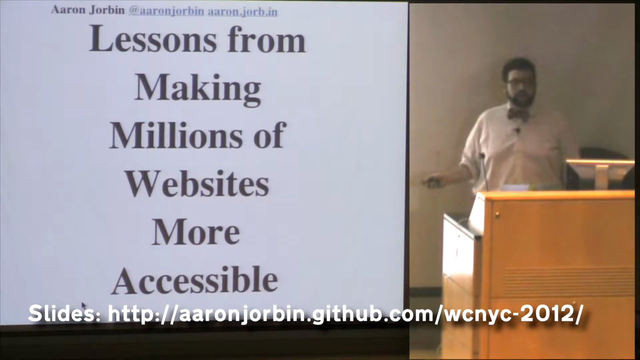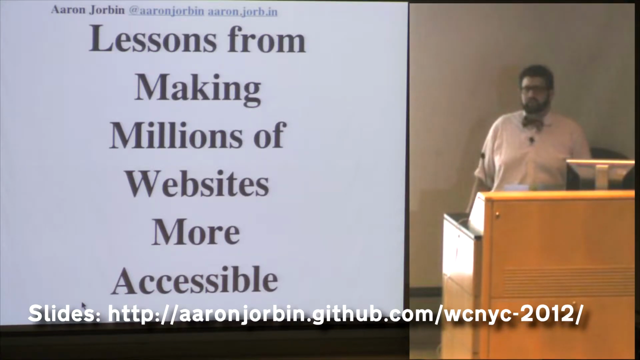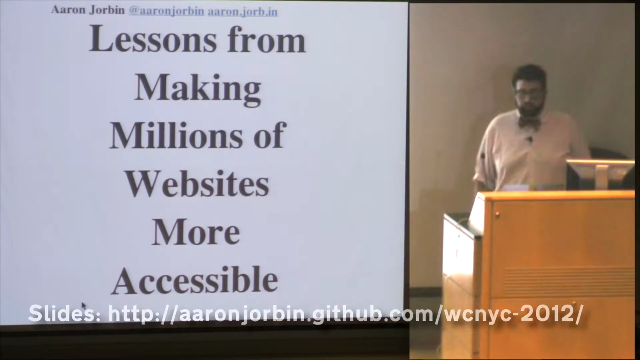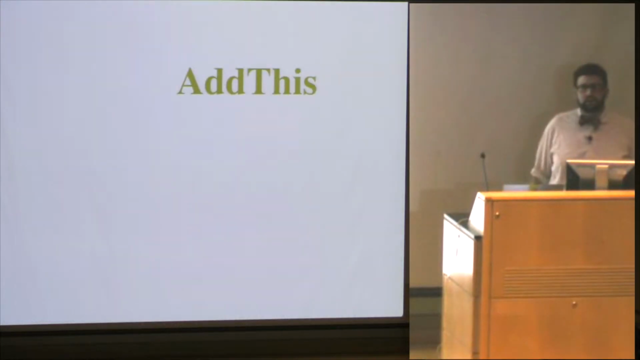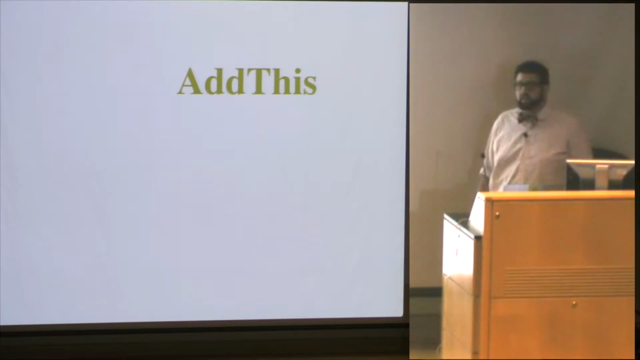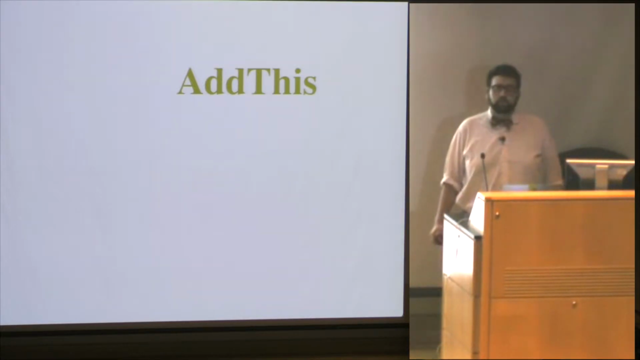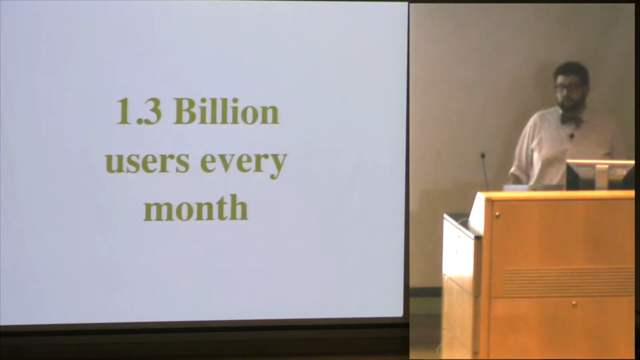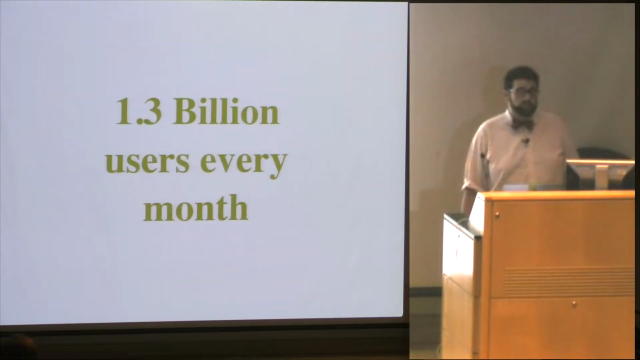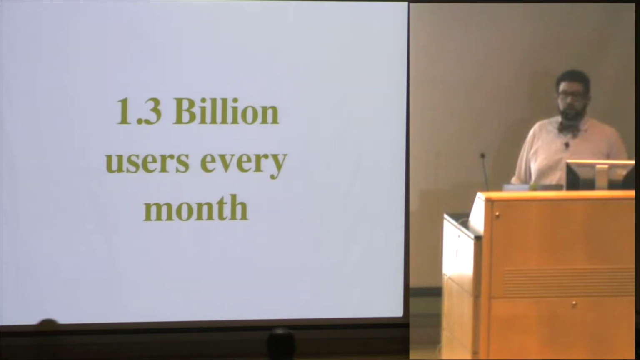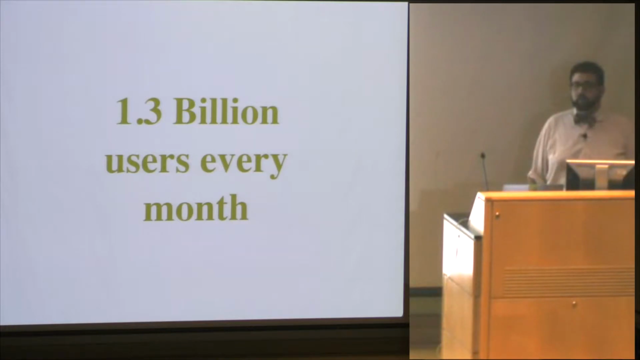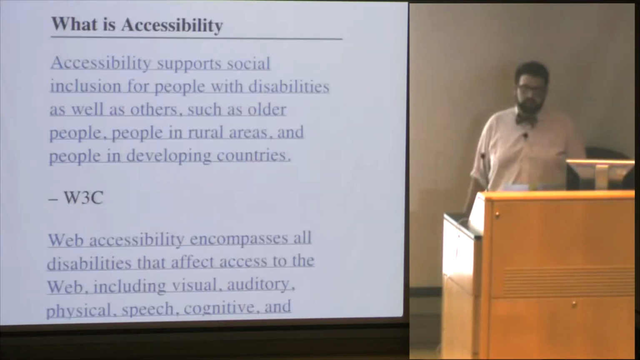All right, so my name is Jorbin, and I'm going to be talking about the lessons I've learned from making millions of websites more accessible. I work on a product called AddThis. We're a little orange sharing widget that you've probably seen around the internet. We are on 14 million domains. We see 1.3 billion users every month. So we have an impact, and when we make our stuff more accessible, it helps many, many websites.